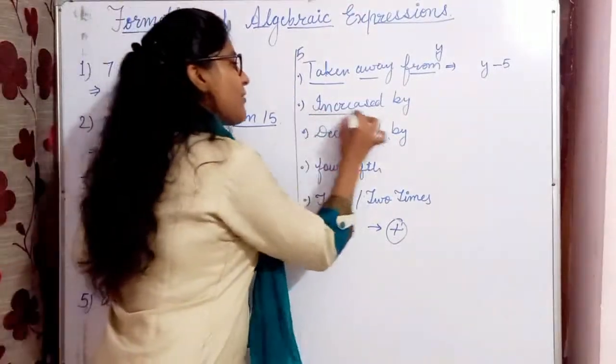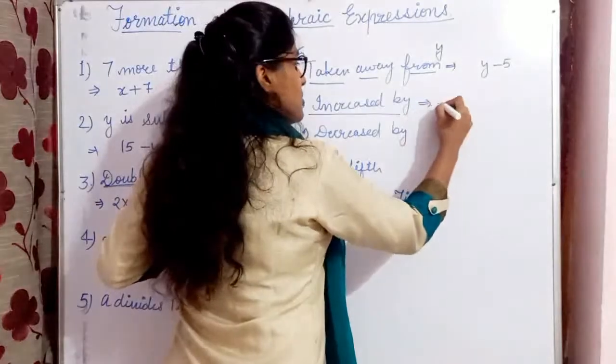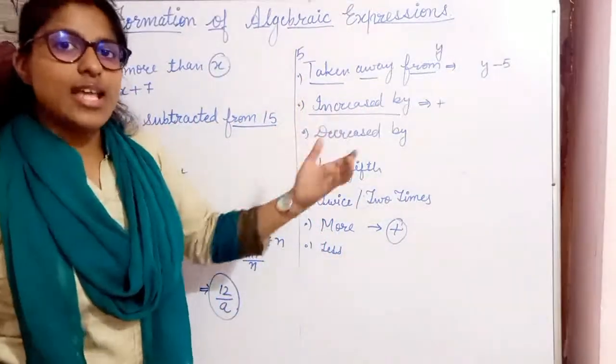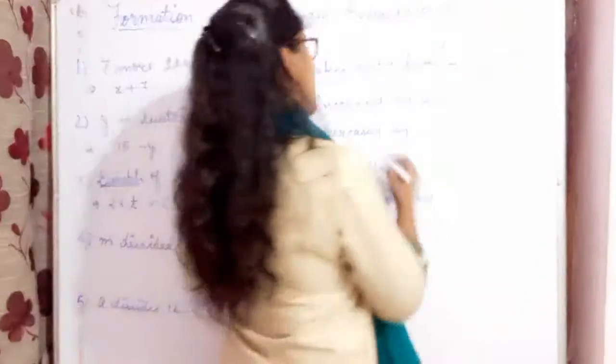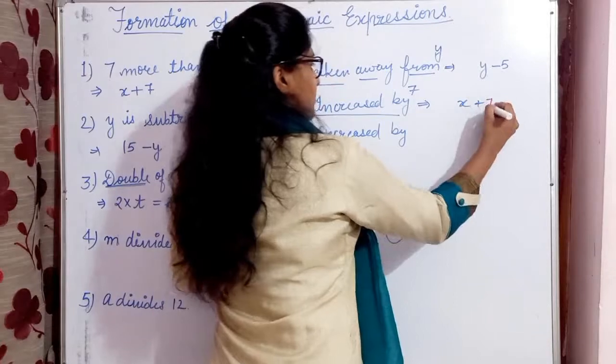Next, increased by. When the question is asking increased by, it means there also we will do plus. If the question says x increased by 7, then we write x plus 7.